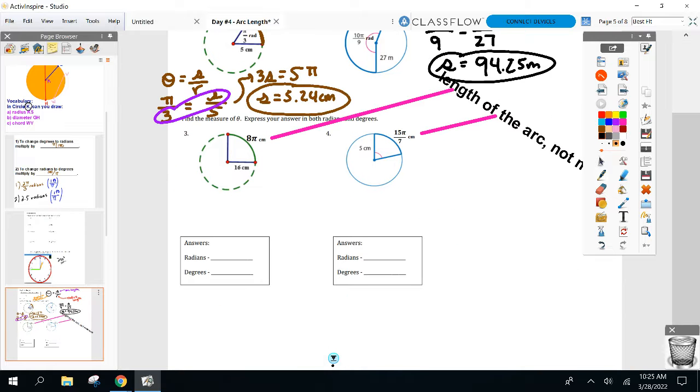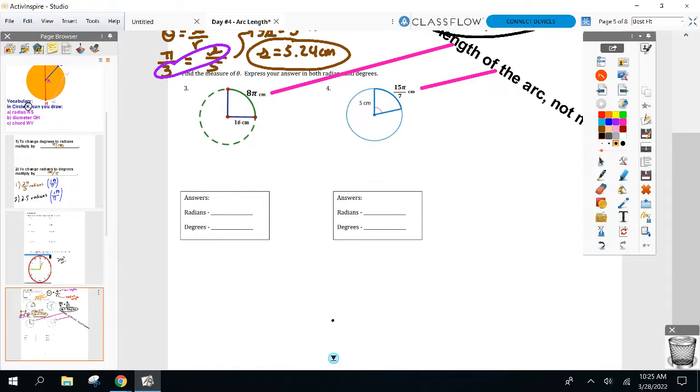All right, here we go. Find theta now. Find the measure of theta. What is this angle measure? I want the answer in radians and I want it in degrees. Okay, I want it in both forms. All right, so let's do it in radians first because I think we're doing that formula today. So theta equals s over r.